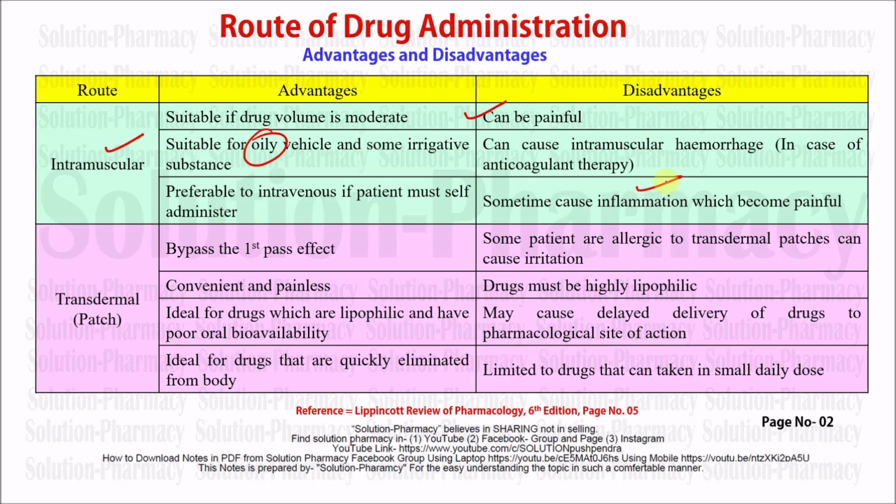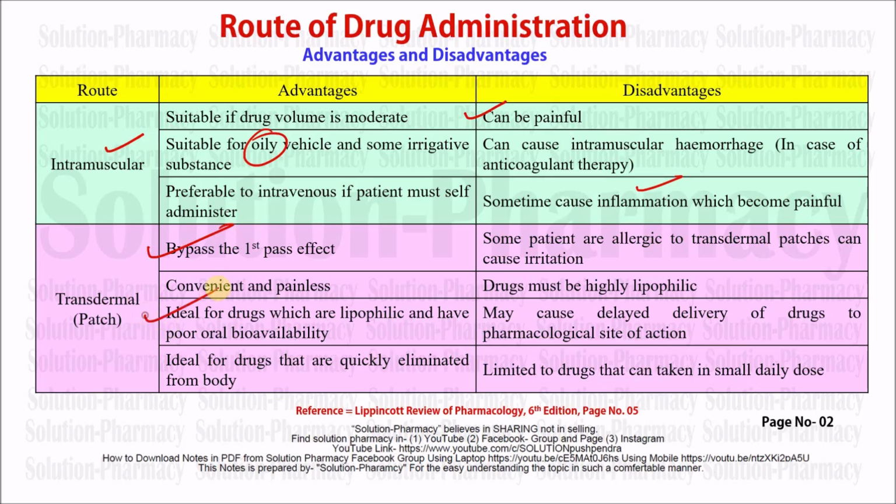The next route of drug administration is transdermal patches, which have to be given through the skin in patch form. The advantages are bypassing first pass metabolism. As I have already told you, any drug which is not given by the oral route of drug administration will completely bypass the first pass effect. The second one is convenient and painless. It is so convenient, no need to swallow it, no need to inject, no pricking pain of any needle. Just stick that particular patch and forget about it. So this is convenient and painless.